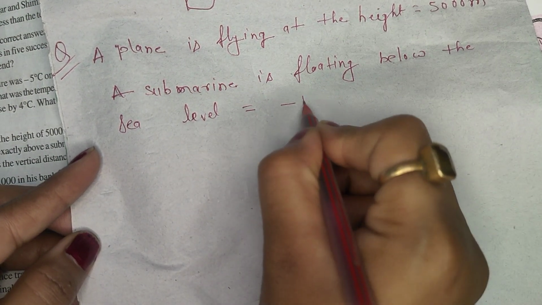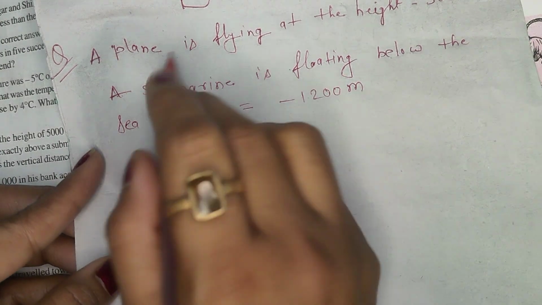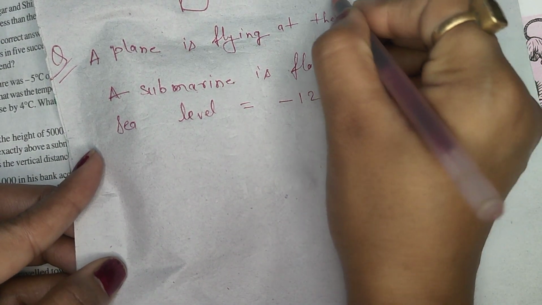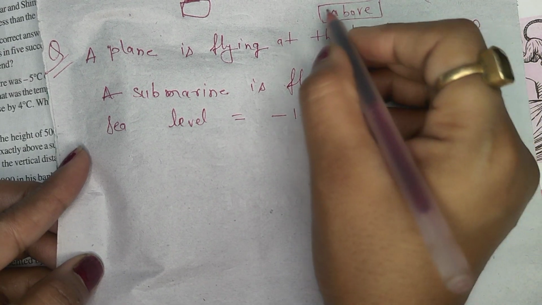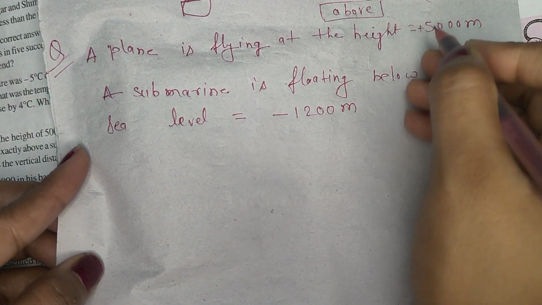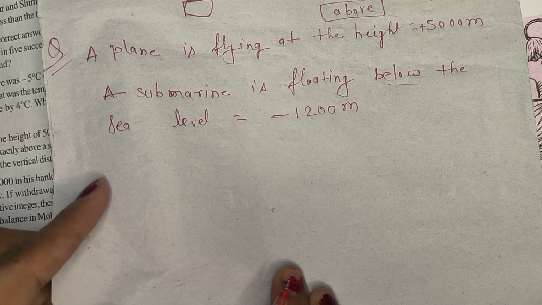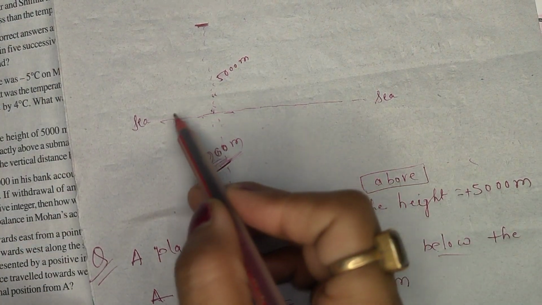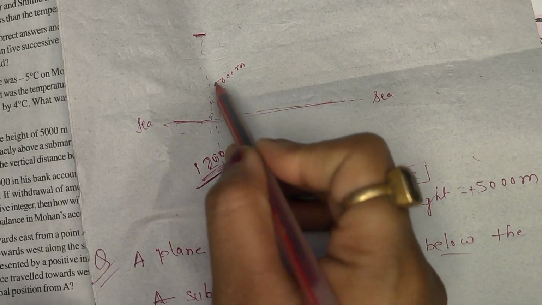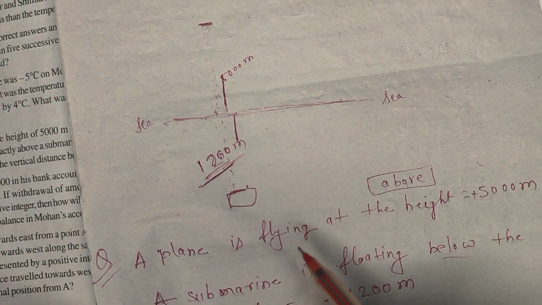It means minus 1200 meters. This is the above part. We know that this is above, you can use the plus sign. This is below, use the minus sign. This is the level of sea. You can see this is the level of sea, above 5,000 meters and below 1200 meters.